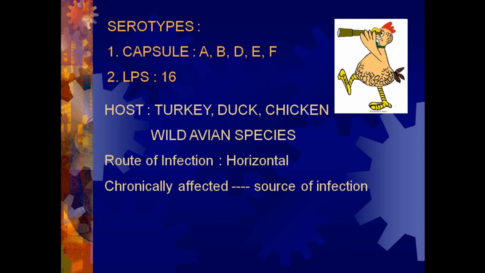Therefore, cross-infections between chicken and cattle or ruminants cannot occur. And also because this is a gram-negative bacteria, they have endotoxins in their membranes. We call it LPS or lipopolysaccharides. The hosts of pasteurellosis in poultry can be turkey, duck, chicken, and other wild avian species. The route of infection is mainly horizontal, so from birds to other birds, and chronically affected birds can act as the source of infections.